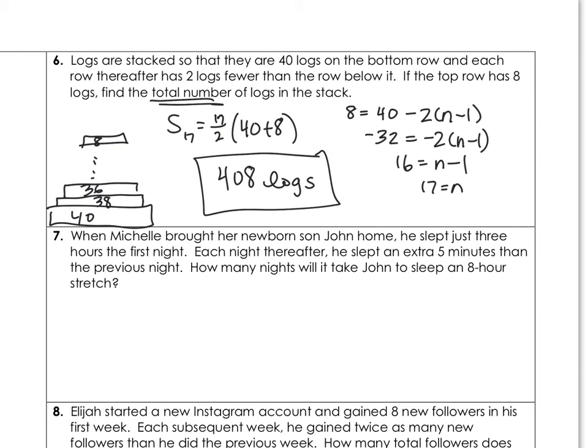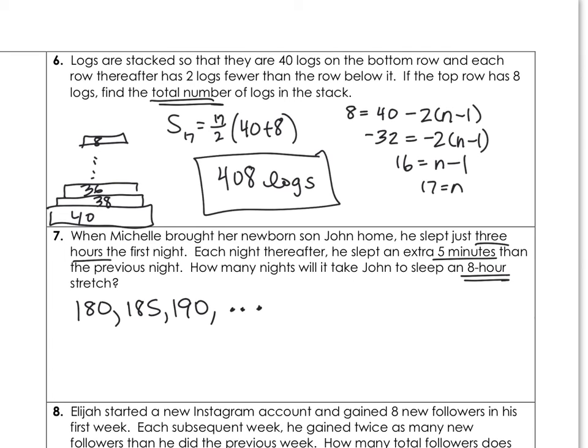When Michelle brought her newborn son John home, he slept just 3 hours the first night. Each night thereafter, he slept an extra 5 minutes than the previous night. How many nights will it take John to sleep an 8-hour stretch? Okay. So 3 hours, but then this is extra 5 minutes. So I'm going to take that 3 hours and write it as minutes. So 3 hours at 60 times 3, that's 180. So 180 minutes is what he slept the first night. And then like the next night would be 185, 190, so forth, and we want to go all the way to 8 hours.